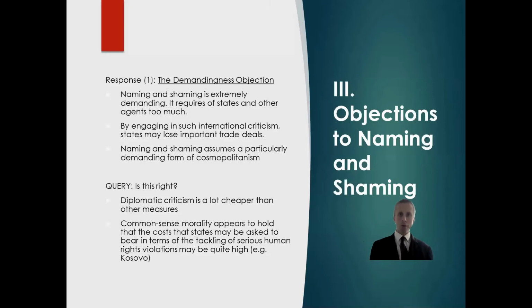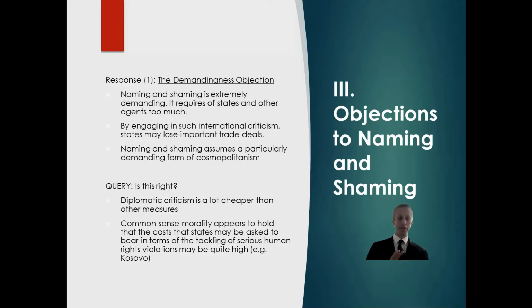Now, one response to this objection is to suggest that, firstly, diplomatic criticism is in fact a lot cheaper than the other measures that we're going to look at and have looked at already on this course. It's normally free, at least on face value, even if there might be cost to bear in terms of the repercussions. It's certainly much cheaper than economic sanctions, which can harm your own industry, or warfare.